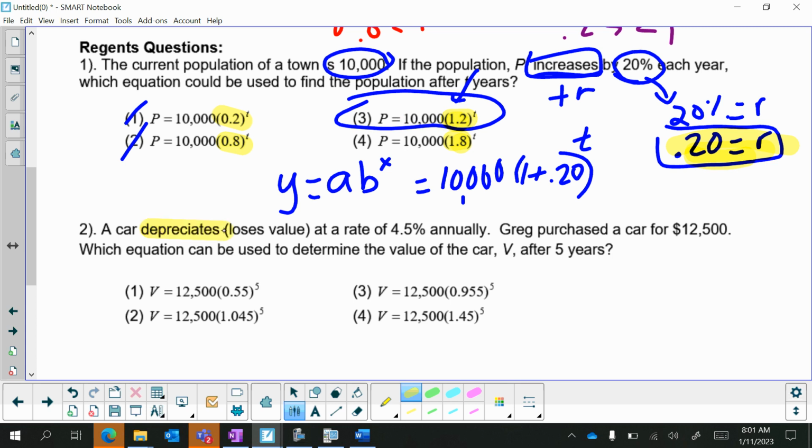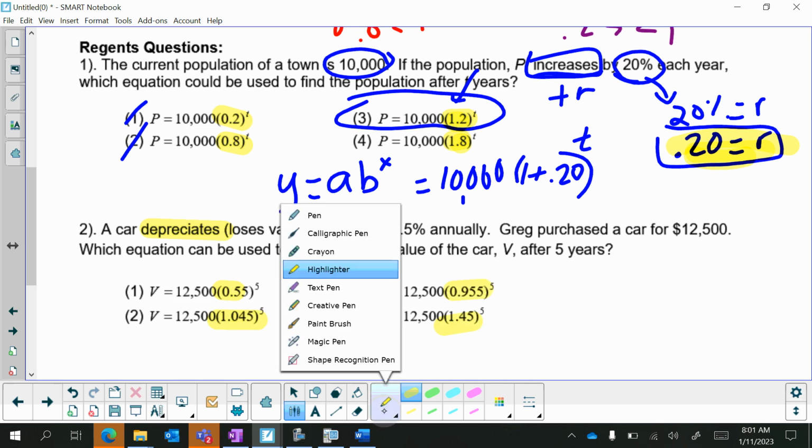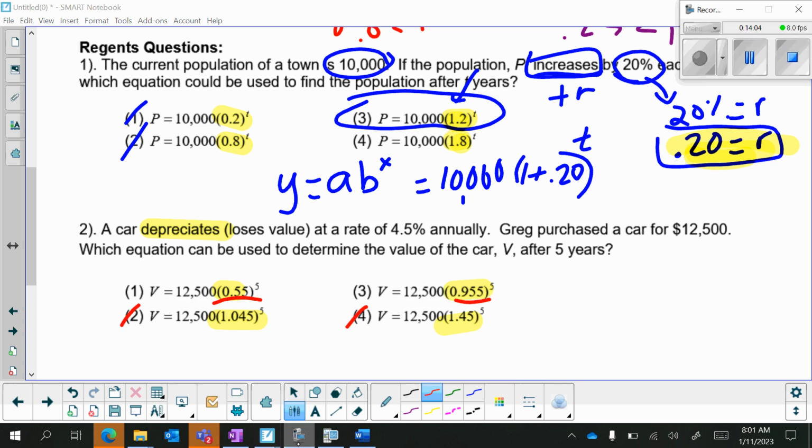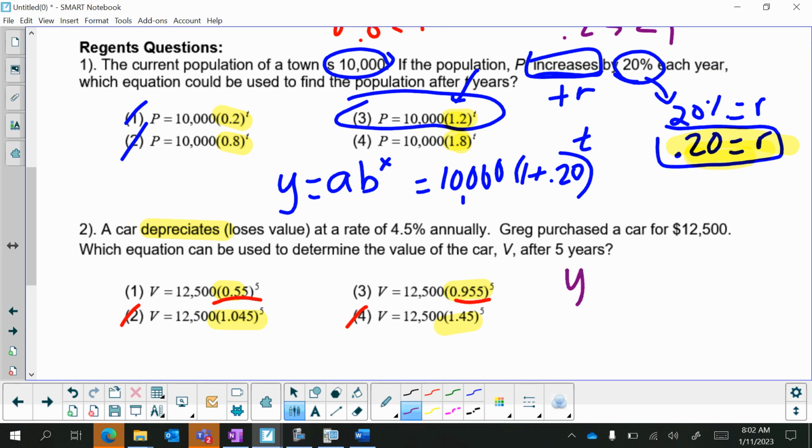Number 2 says depreciate. So that means decay, because it's going down. So if you know it's decay, if you look at the choices, you already see which ones we're down to. And I'm hoping you're going to say we're down to choice 1 and 3, because 1 is less than 1 and 3 is less than 1. So cross out 2 and 4. So we're going to write our equation y equals a b to the x. That's our basic equation every time. Y equals a b to the x.